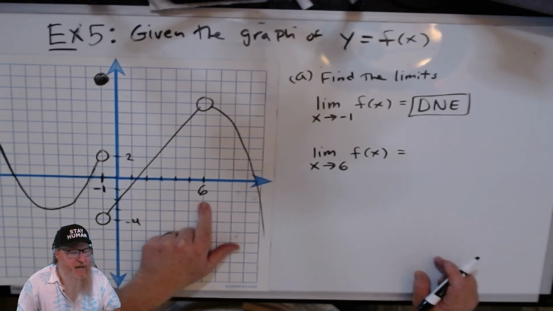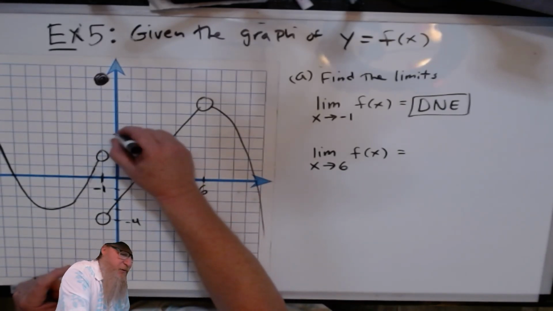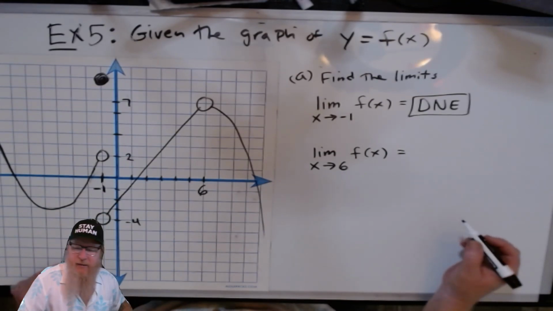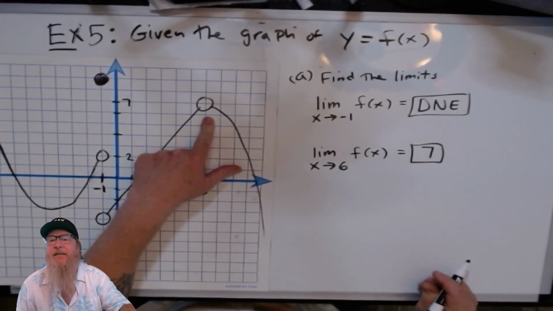As you approach 6, however, there is only one y value. So 2, 4, 6, 7. So the limit as you approach 6 is 7.